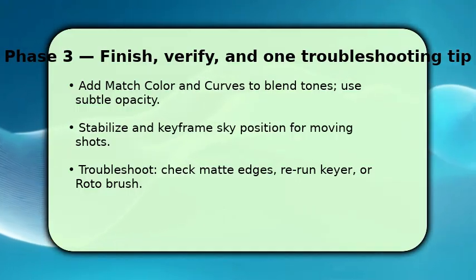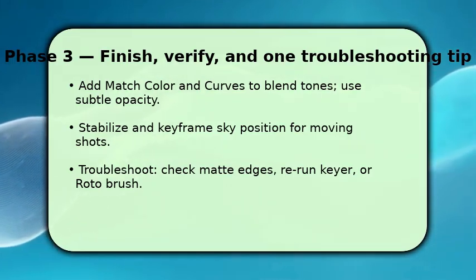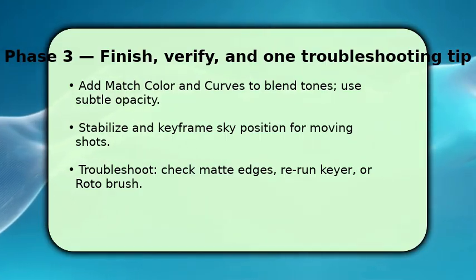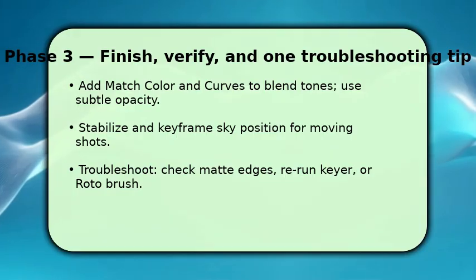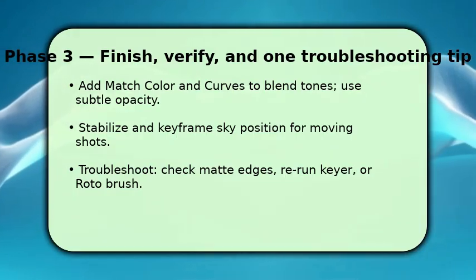If the camera moves, keyframe position and scale on the sky layer, or parent it to a track null so parallax looks correct. Finally, render and watch full screen. If seams appear, check the matte edge, rerun the keyer with different settings, or refine mask points to eliminate halos.